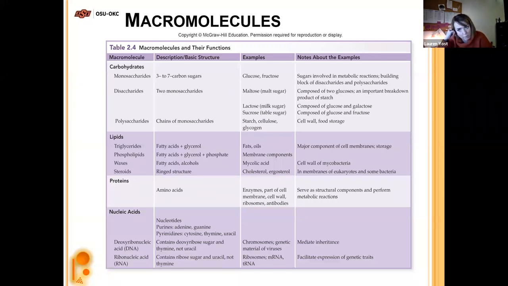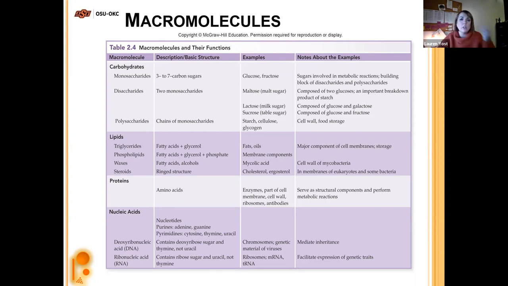So moving on, this is just a chart talking about the different kinds of carbohydrates, lipids, proteins, and nucleic acids that you could be exposed to in biochemistry. I'm not gonna break it down right here. Please do look over it and at least be familiar with what these terms are and be able to recognize, if I were to be talking about glucose, you should know that that is a carbohydrate.